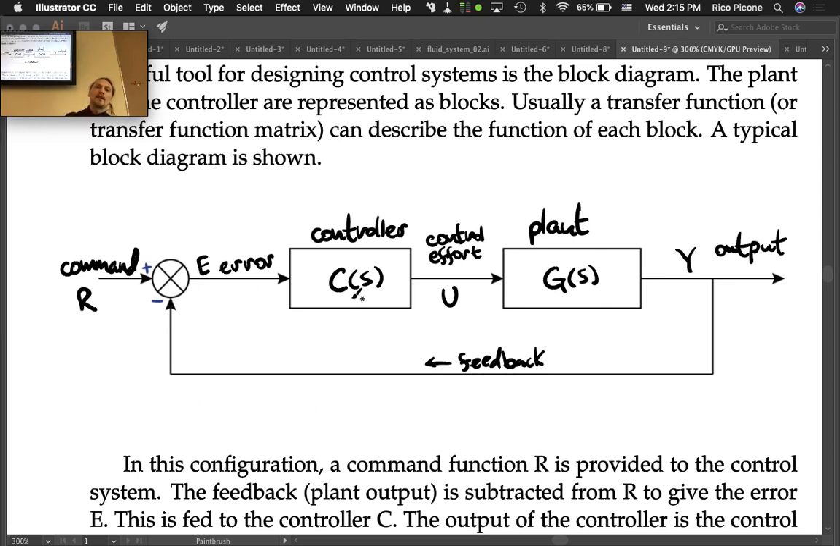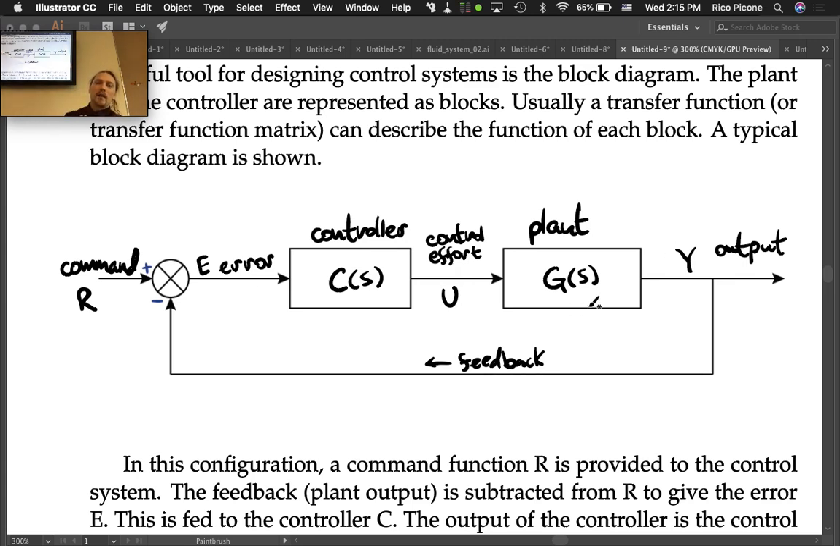The second one is when you go through the first block, the output of the first block is just the input of the first block multiplied by the transfer function, in the Laplace domain. So the second equation is U equals C times E.